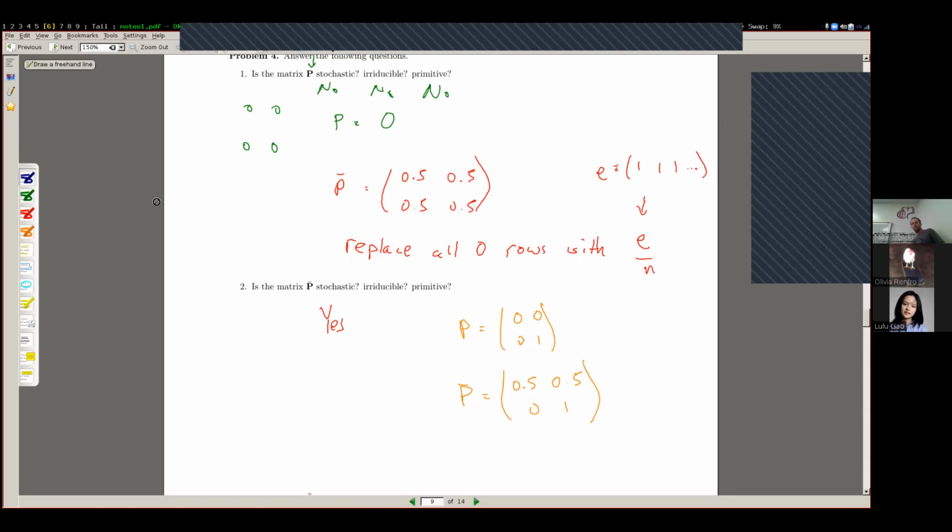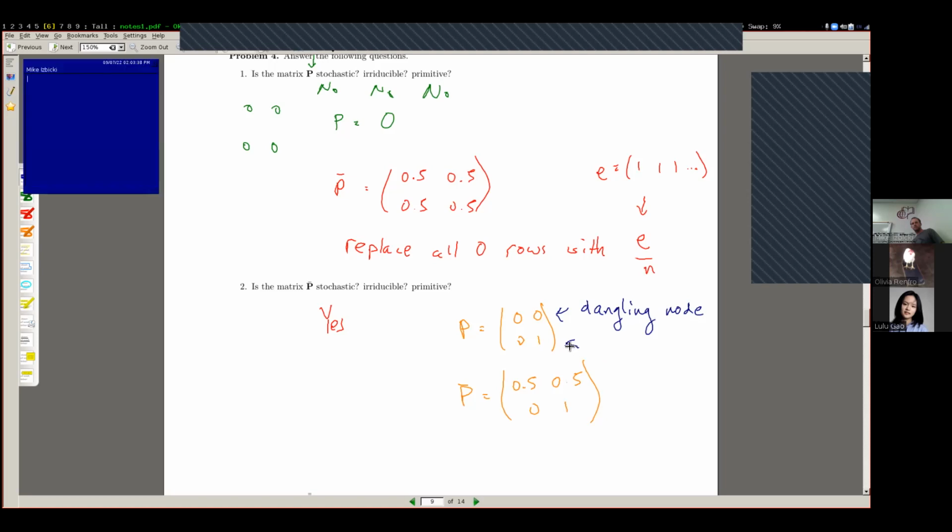One of the terms that I didn't specifically ask you to find, but that they use a lot in the paper is the dangling nodes. And the nodes that have zeros on their rows are what they're referring to as the dangling nodes. So sometimes you'll see that as a dangling node in the paper. This one here is not dangling.